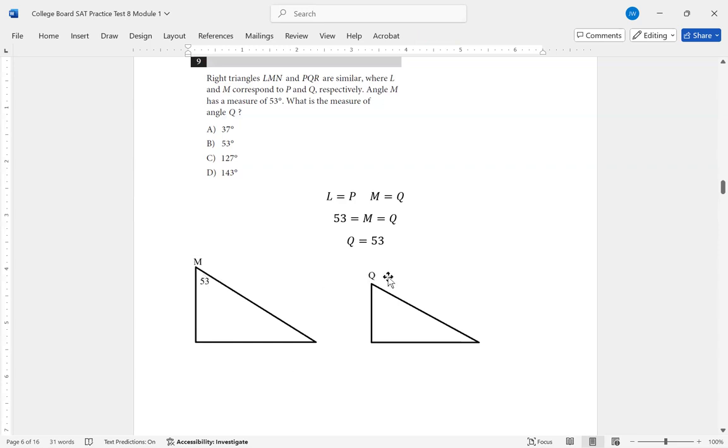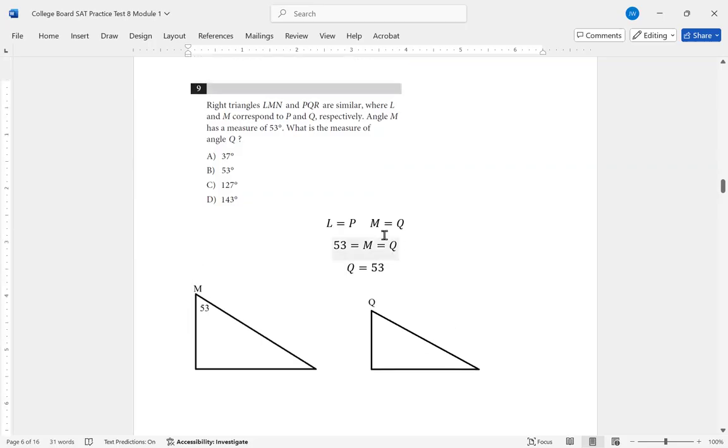But since M and Q correspond, that means they need to have the same angle measurement. So if M is 53 degrees, then Q is 53 degrees, and then we're done. Q is 53 degrees. So question 9, if you want to draw a picture, you can. If you know what similar triangles mean, you can do it without drawing a picture. I tend to like drawing the picture when I have the opportunity. So B is the answer to question 9.